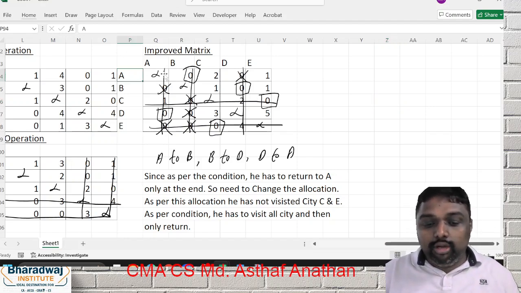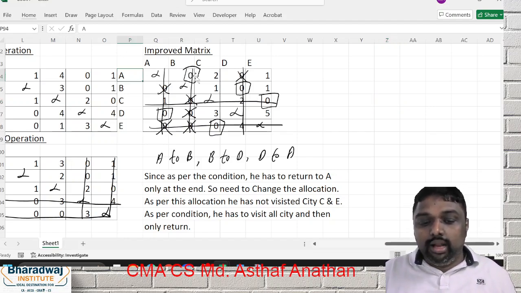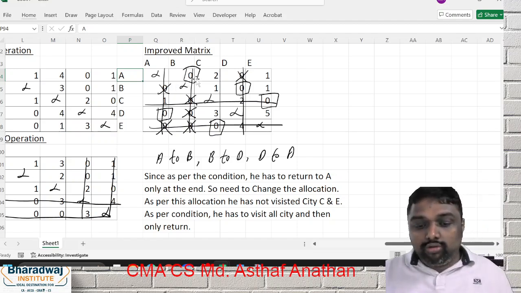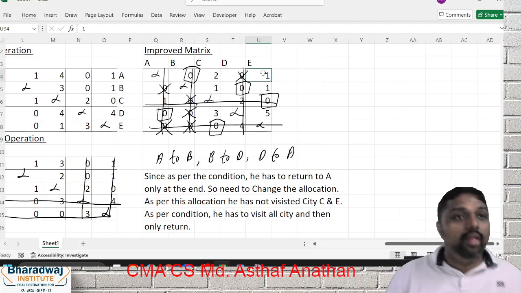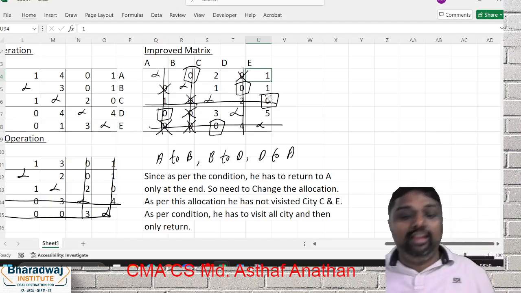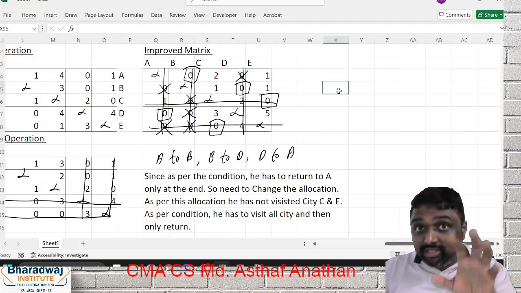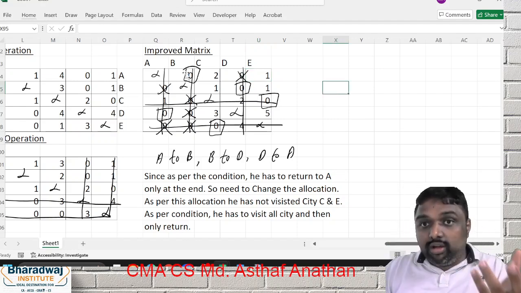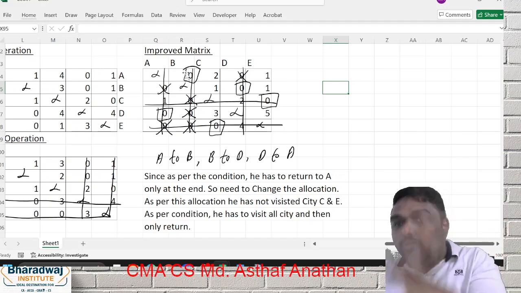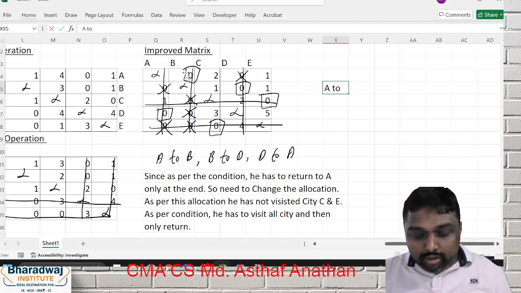From A you allocated to B. Now this is not an optimum way, so you have to change. Now what do you have to do? The next least number after 0 is what? E. So though 1 rupee extra is there, you have to complete this travel. So we are going to change. If 0 is not working, you have to go to the next least number. If 0 is not there, the next least number is 1. So you have to go from A to E.